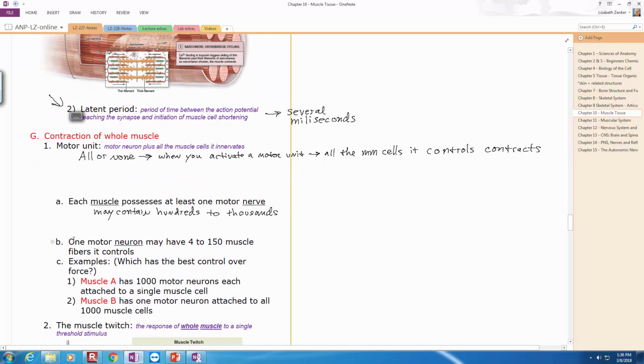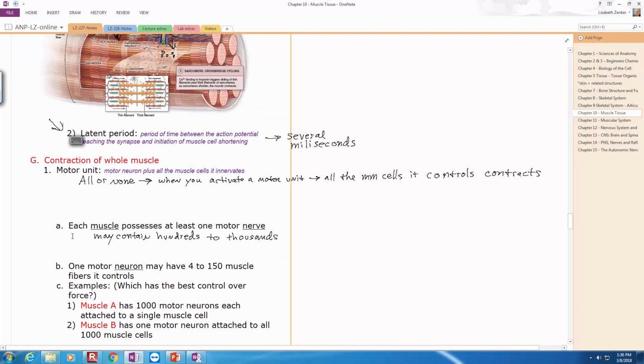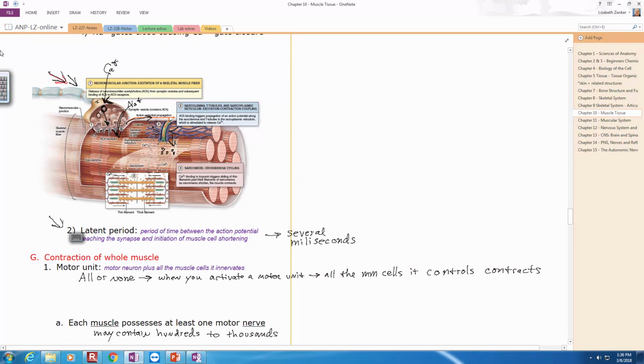Talking about contraction of a whole muscle. So talking about the motor unit. So motor neuron plus all the muscle cells it innervates. So let me go back up to that picture that we talked about in the last lecture.